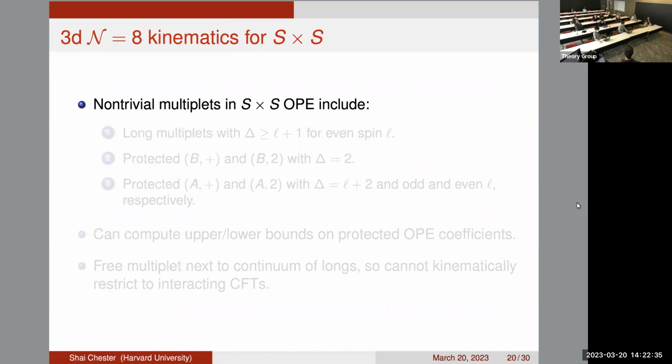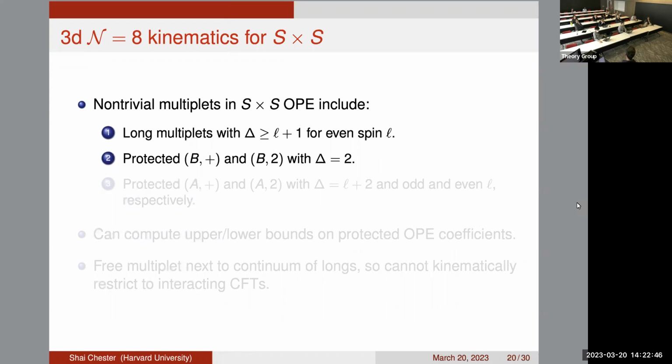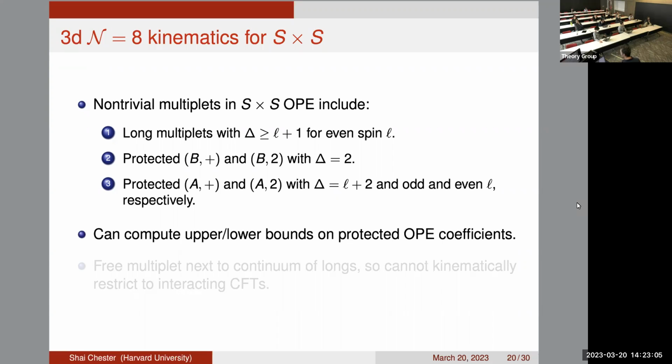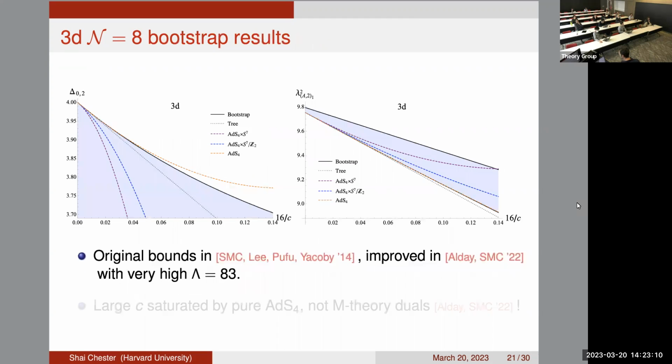So what are the operators that can appear in this OPE? Similar to 4D, you have long multiplets for every even spin. But in addition to what we had in 4D, we also have short multiplets, which are non-trivial in the sense that their OPE coefficients aren't just fixed by the free theory. The list of protected multiplets we're going to look at are multiplets called B and multiplets called A. The B multiplets have spin 0, whereas the A multiplets can have either even or odd spin. Their dimension is fixed, but their OPE coefficient is non-trivial. We can compute both upper and lower bounds on these B's and A's because they are separated from the continuum of long operators. So now let's show the results from the numerical bootstrap.